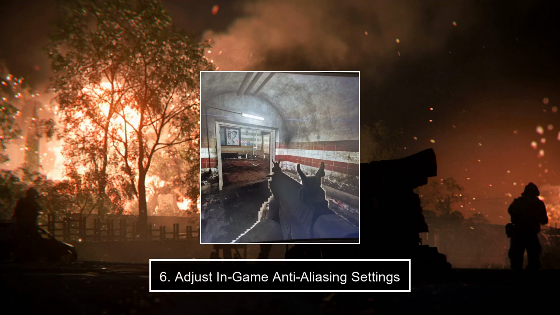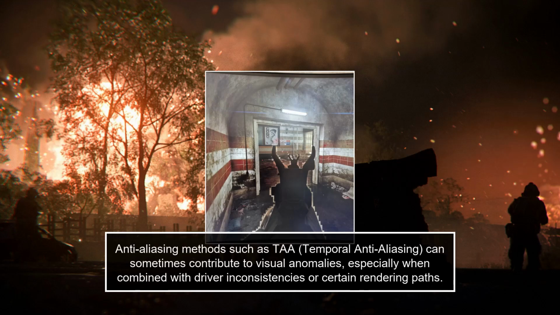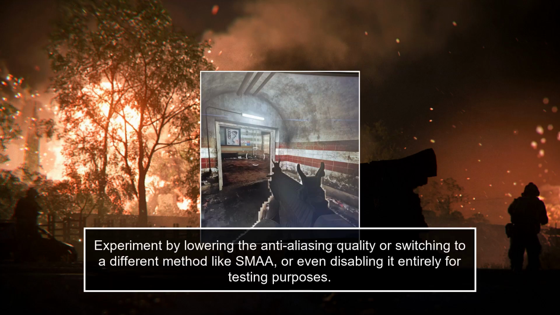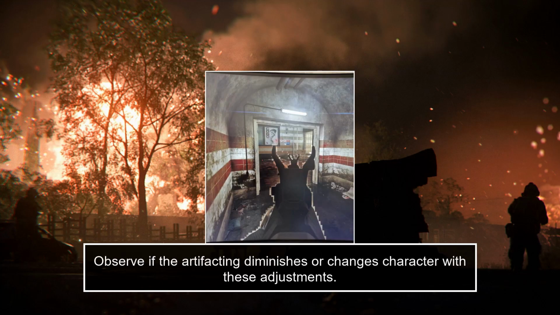6. Adjust in-game anti-aliasing settings. Anti-aliasing methods such as TAA, temporal anti-aliasing, can sometimes contribute to visual anomalies, especially when combined with driver inconsistencies or certain rendering paths. Experiment by lowering the anti-aliasing quality or switching to a different method like SMAA, or even disabling it entirely for testing purposes. Observe if the artifacting diminishes or changes character with these adjustments.